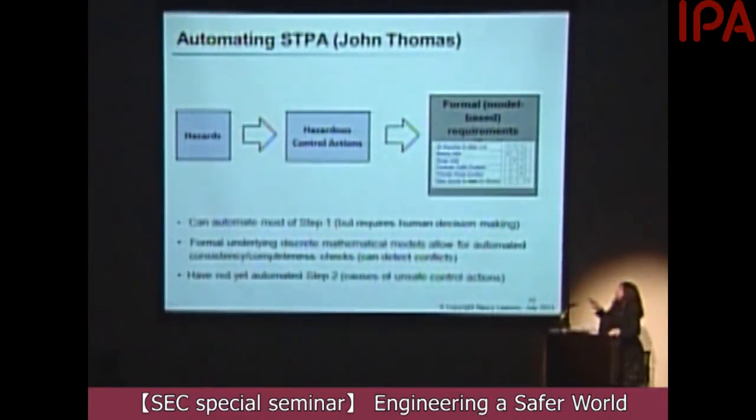These model-based requirements are in a language called intent specifications, SpecTRM, which is being used by JAXA, but it's very readable, but it's formal. And so we can do analysis on the requirements. So we can generate model-based specifications, requirements. We automate most of step 1. It requires some human decision-making to step in, and I'll show you what that is. But the formal underlying discrete mathematical models allow for automated consistency and completeness checks. We can detect conflicts.